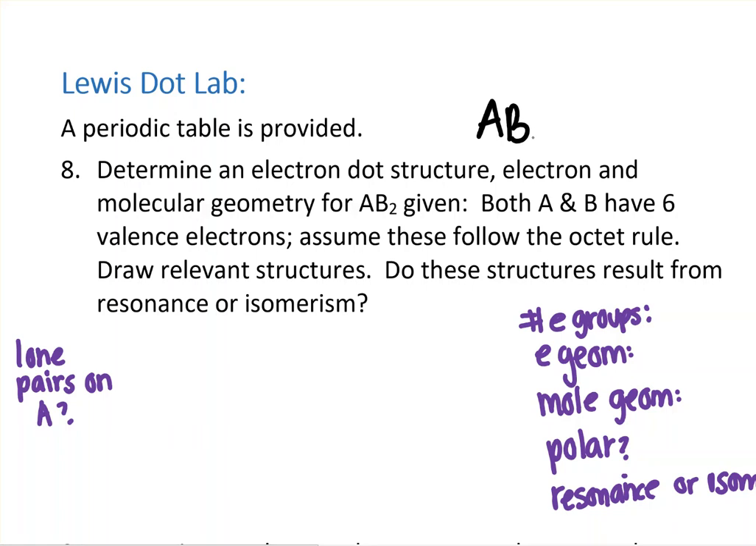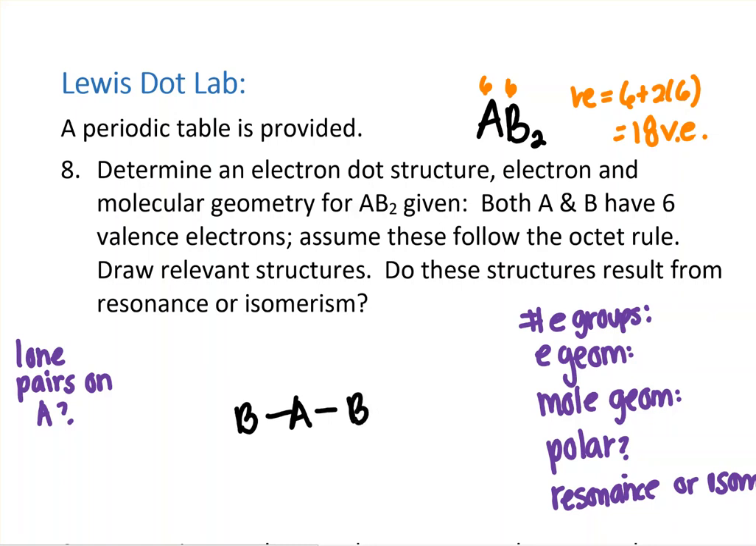It's AB2, and A and B both have 6 valence electrons. So if I want to count the number of valence electrons, it would be 6 plus 2 times 6. In other words, I've got 18 valence electrons. To start my Lewis dot structure, I always put the one that's different in the middle. So A, there's one A and 2 B's.